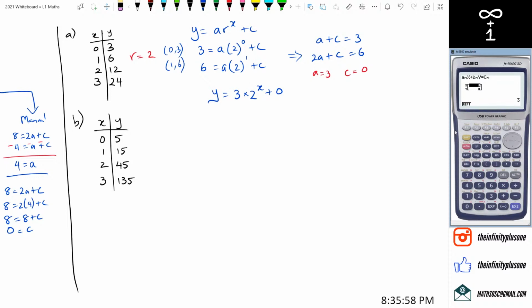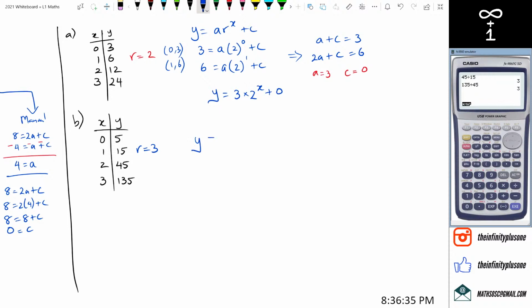3 to the power of 2x is what I was looking for. Looking at question B, I'm looking at what's happening with those numbers. Those numbers are tripling. If you're not sure, just go into your normal calculator mode and go 15 divided by 5, 45 divided by 15, and then 135 divided by 45. So you can see that it's increasing with a ratio of 3. So I'm going to put down r is equal to 3.